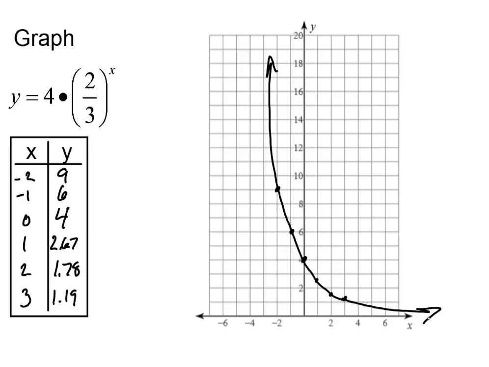The more x's you plug in, the better an image you're going to have once you sketch it out. So make sure you include a variety of x's so that you get the best sketch possible. This graph is an example of exponential decay because going from left to right, this graph does decrease going down.